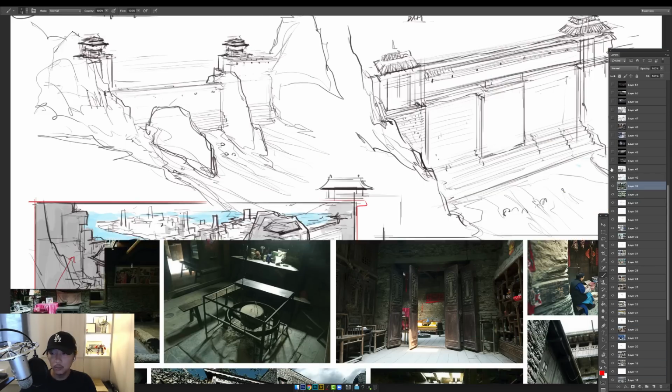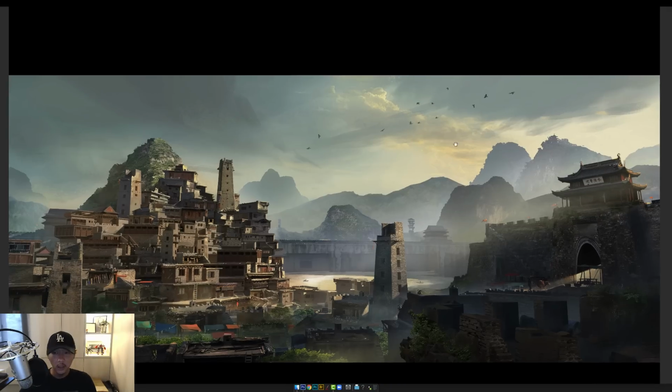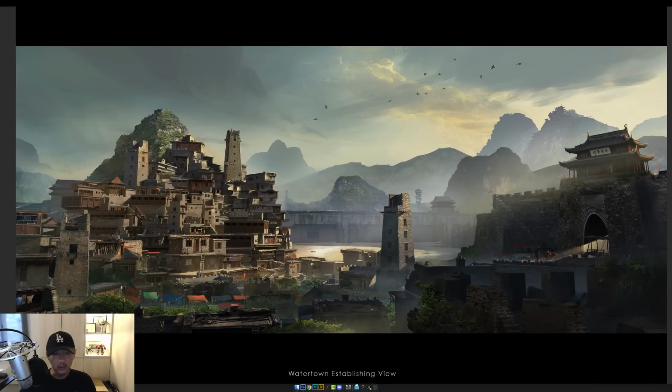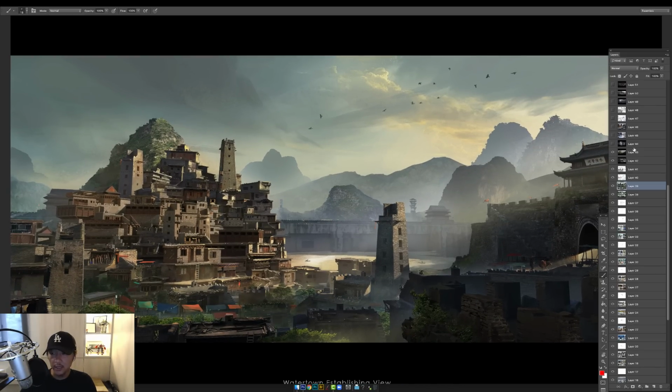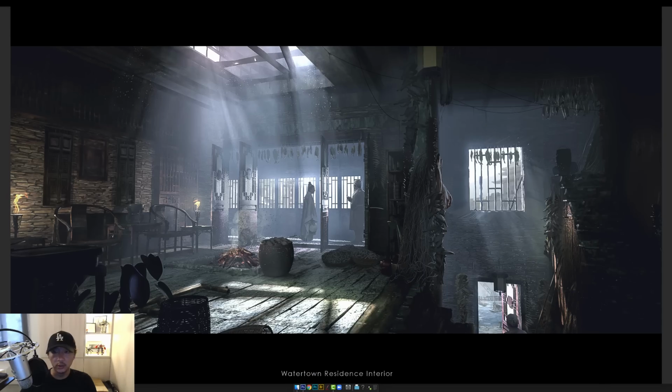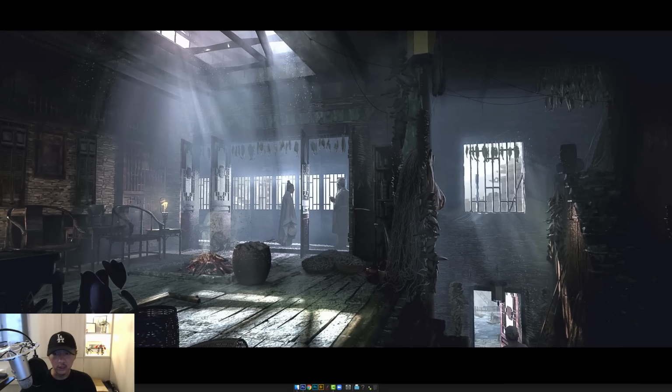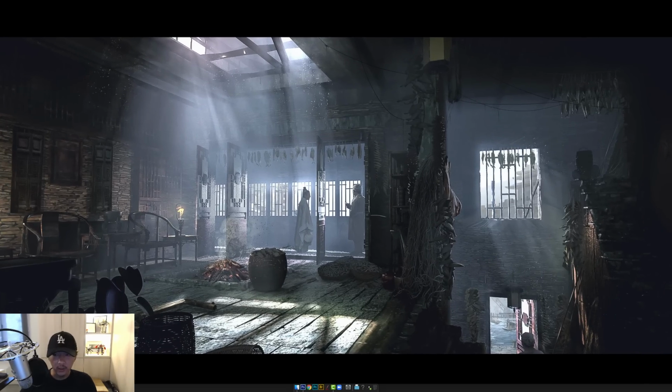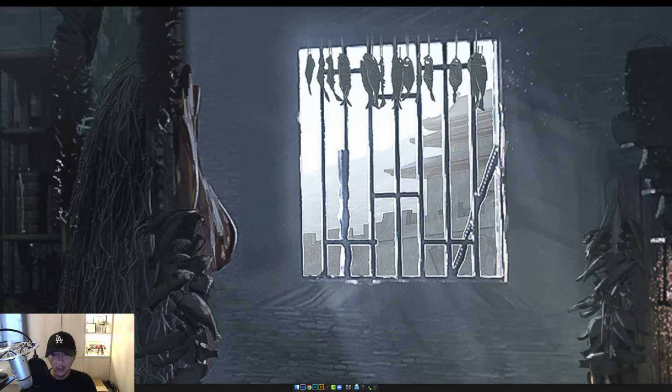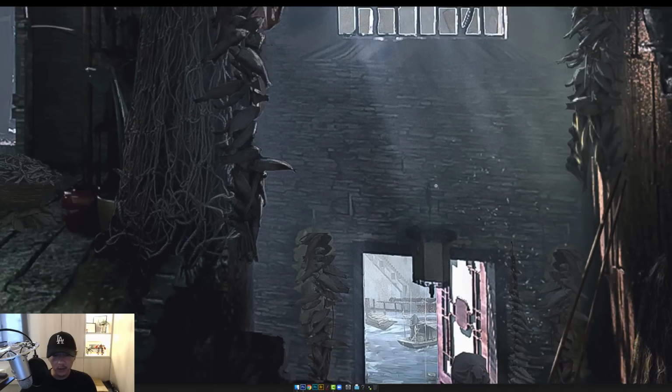Okay, we're here. And the last shot, I'll leave this here, right? That's the establishing view of the town. And then the last shot here is the interior of that space. So this could be the village elder. So it's got a pretty nice home. You can see the tower outside, right? So there's a fishing village.